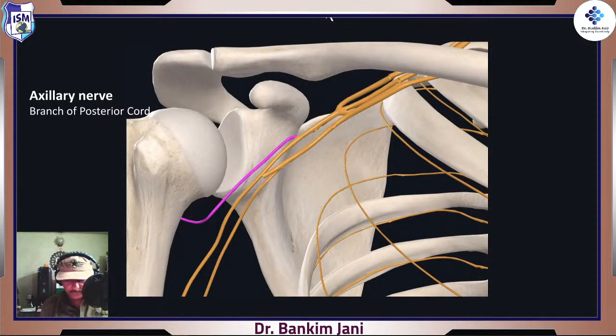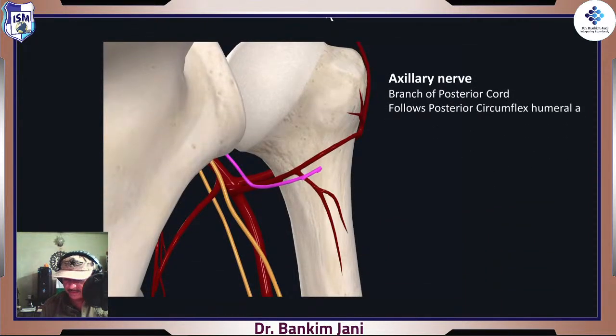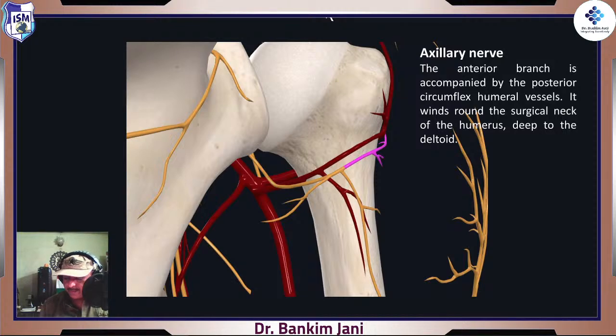This is the axillary nerve, which is a branch of the posterior cord, right? That's what we see. And this one will be continuing as the radial one. Over here, the axillary nerve, that's the branch of the posterior cord, and it follows the posterior circumflex humeral artery. This is good. And this axillary nerve gives several branches. One is the anterior branch. That anterior branch goes along with the posterior circumflex humeral artery, and it goes above and supplies the deltoid.